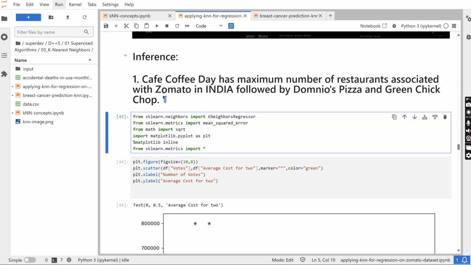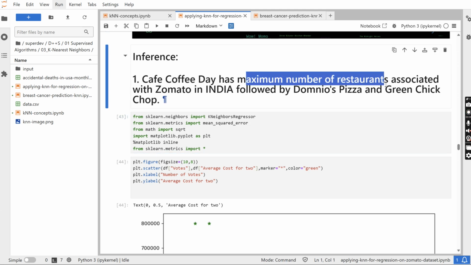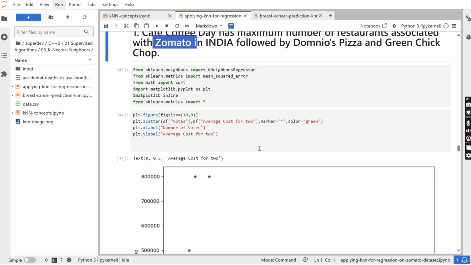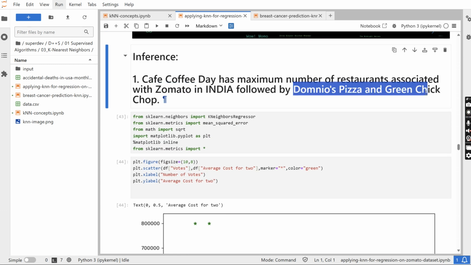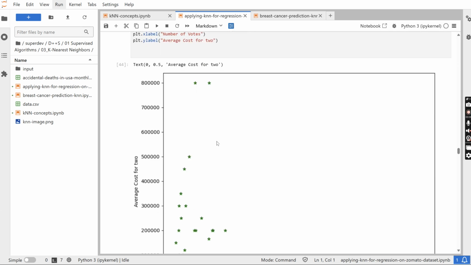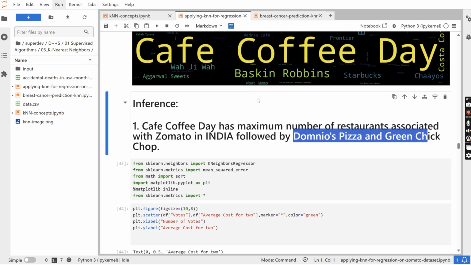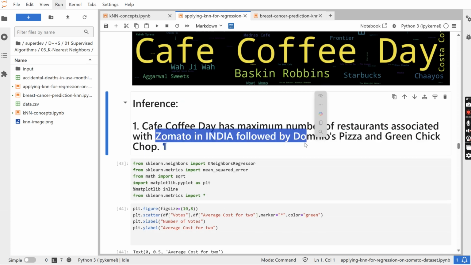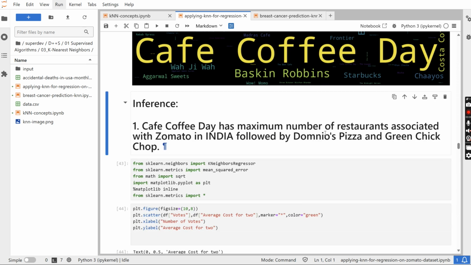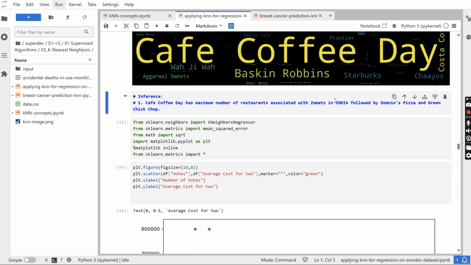Anyway, moving on, we can determine the maximum number of restaurants associated with Zomato, followed by Domino's Pizza and Green Chick Chop. So that is what you have found out. Most ones are Domino's Pizza and Green Chick Chop.